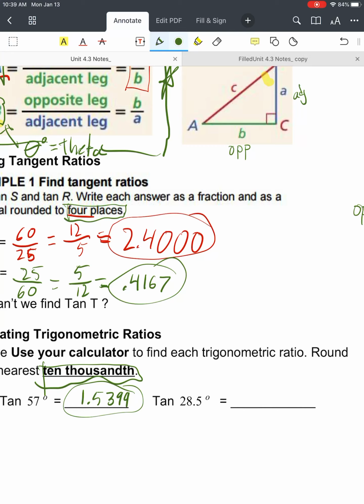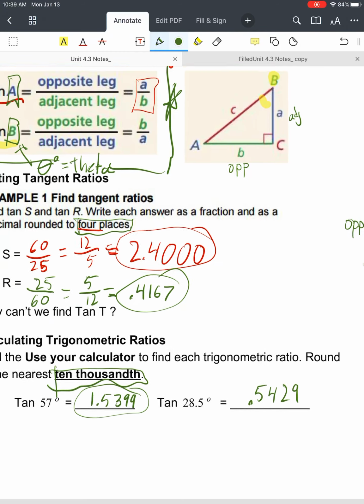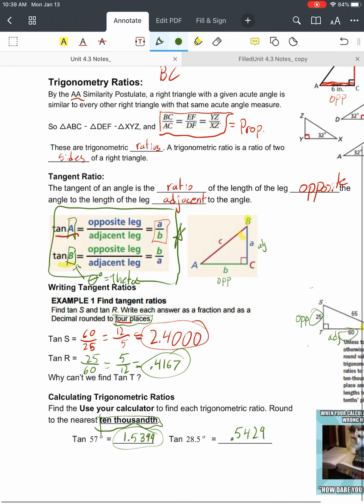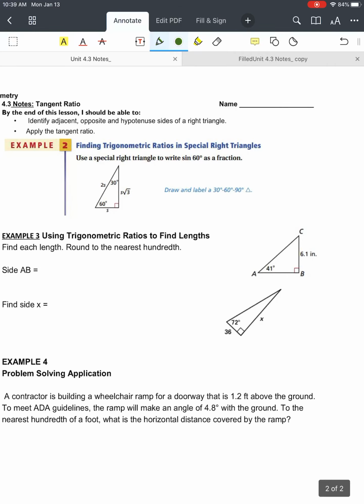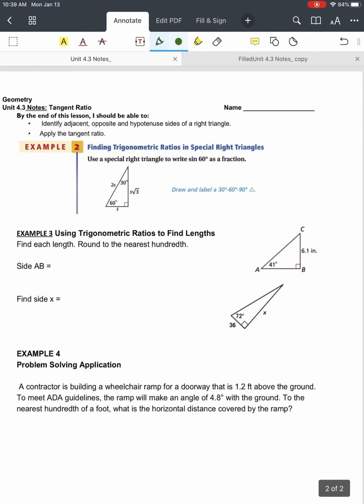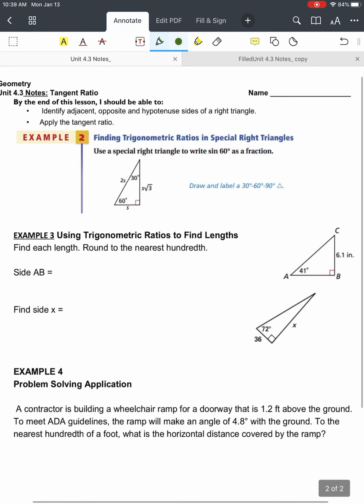Tangent of 28.5, we should get about 0.5429. So just a way to double check we're in the correct mode, because on the back side we're actually going to be using that button to do some calculations so that we can apply this ratio.